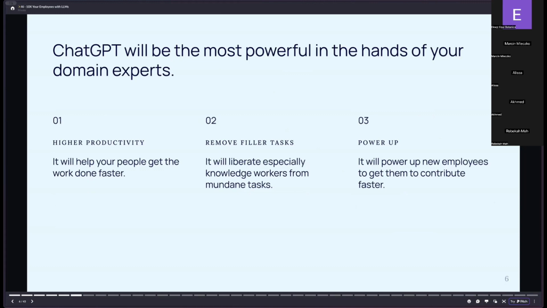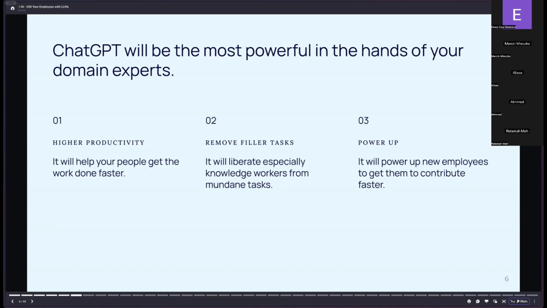What I said before, it will be the most powerful in the hands of your domain experts. And this means higher productivity. So you can do more work in the same time. You can remove filler tasks, which is stuff like writing emails, extracting information from documents, but also generating options for social media text. So I often use it to generate 10, 15 headings, 10, 15 texts, and pick the best ones and then adjust them from there or combine multiple.